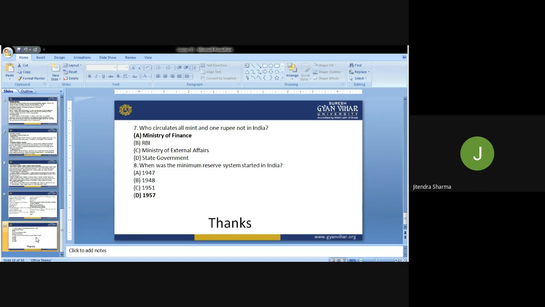When was the minimum reserve system started in India? Minimum reserve is very important. It means banks, and any financial institution dealing in finance, are bound to hold a minimum reserve at their end, and this system was introduced in our country in 1957. So these are a few important things from the point of view of the concept of money, functions of money, role of money and characteristics of money, which we have discussed in detail.